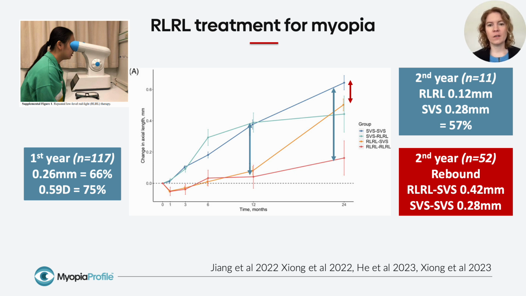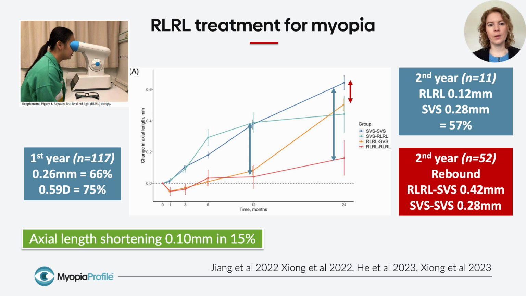Now, a rebound effect is concerning, and that perhaps tells us something about ensuring how this treatment would be tapered or when it would be ceased, that the children are old enough and their myopia is stable enough to cease the treatment.